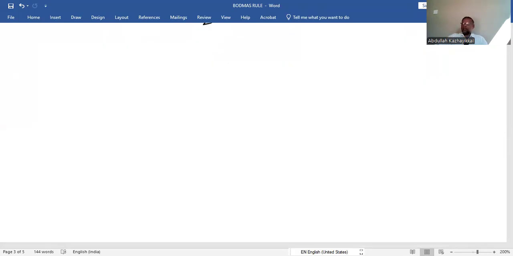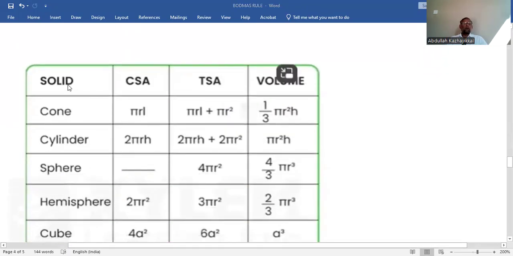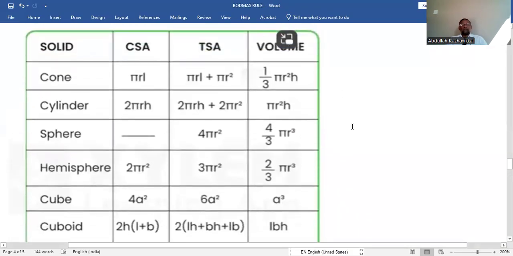Okay then. Now listen. Last but not the least, this is what I want to talk. Listen here. All of you, please take the screenshot or write this one. Cone. Pi RL, CSA of a cone. Pi RL. And TSA, pi RL plus pi R square. Volume, pi R square H by 3. I think you can see that.